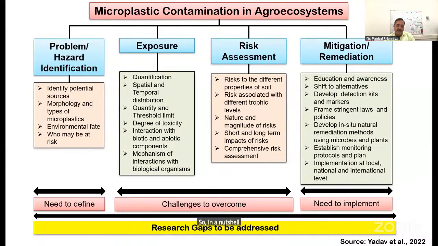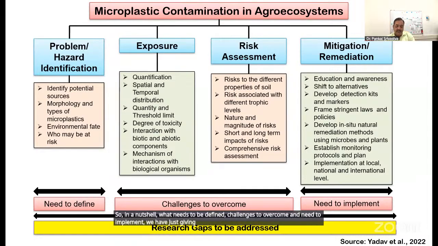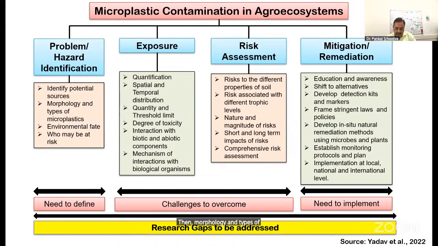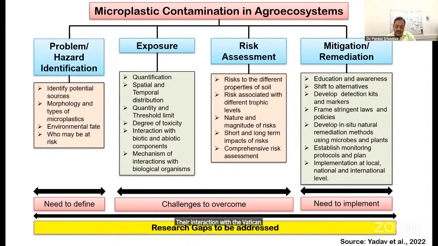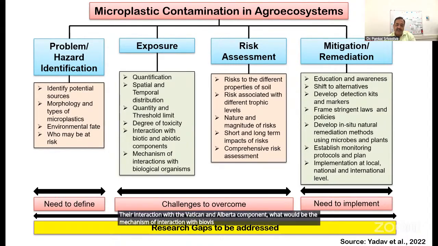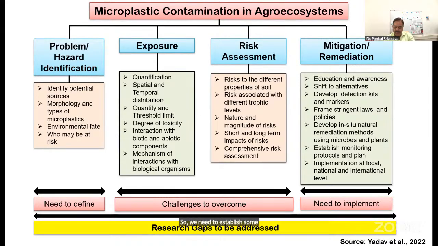So in a nutshell, what needs to be defined, the challenges to overcome and implement, we have given this scenario in our published review of literature. The first problem is hazard identification, the identification of potential sources, then morphology and types of microplastic in our ecosystem of diverse soil types in the country. Then comes exposure: the quantification, the spatial and temporal distribution, the quantity and threshold limit, degree of toxicity, their interaction with the biotic and abiotic components, and the mechanism of interaction with biological organisms. So we need to establish some risk factors, what threshold we can cope with.